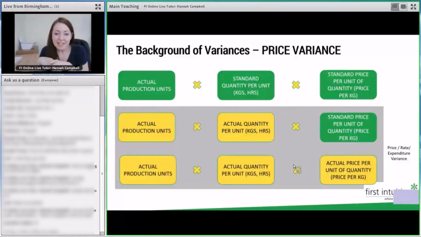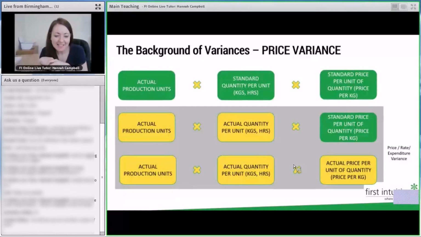Now, obviously, there are a lot of variances and there are a lot of formulas or proformas that you need to learn. But if you understand this, you should be able to calculate most of the variances that you are being asked in the exam.